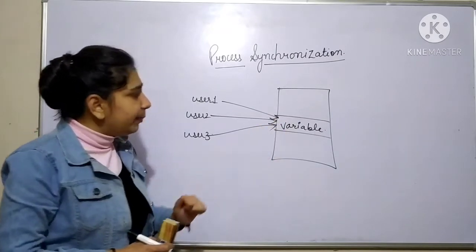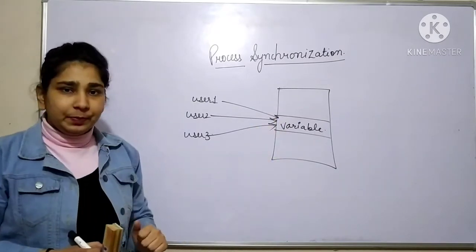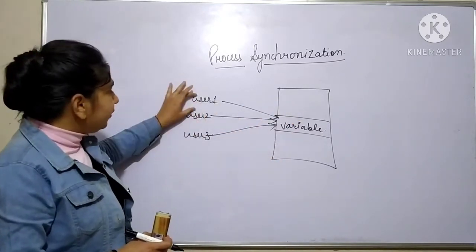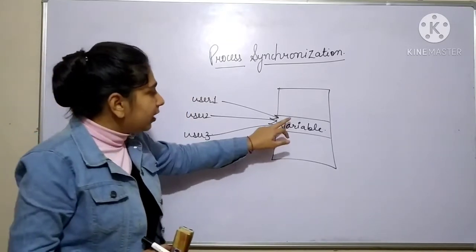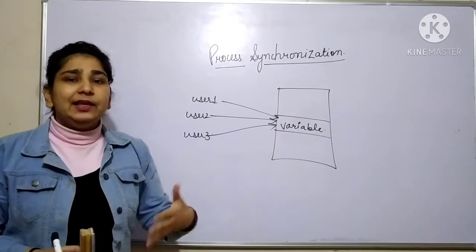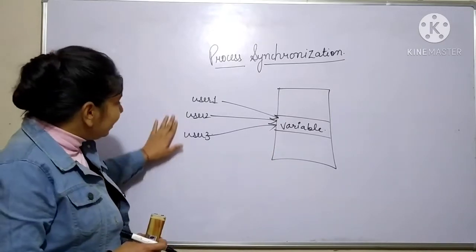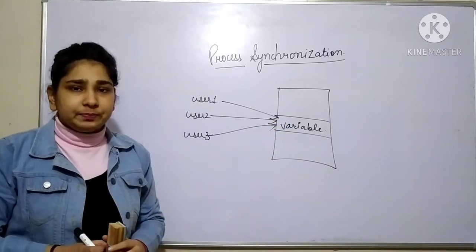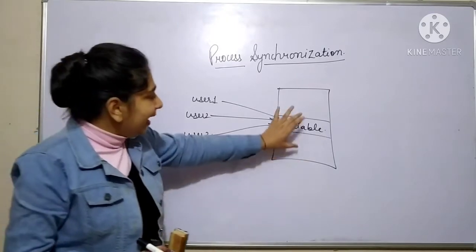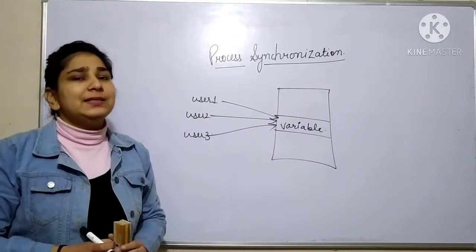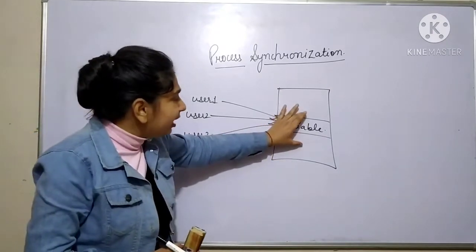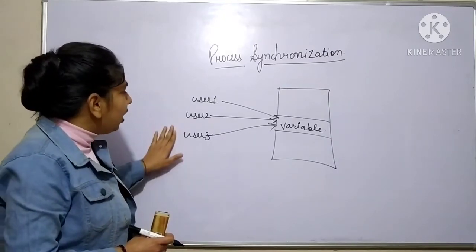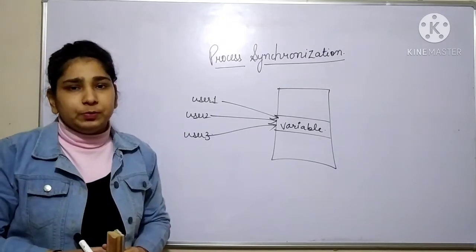So this is a shared variable. This variable is critical. If all of the users are working on this variable in their own way, then we will get an inconsistent value of this variable. So this variable is really very critical, and we want to avoid the concurrency problem.